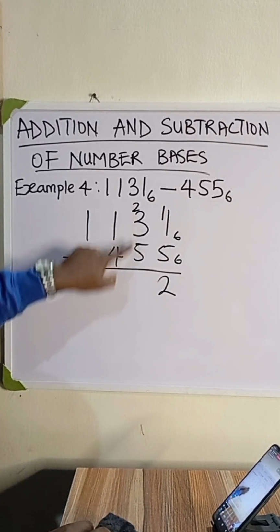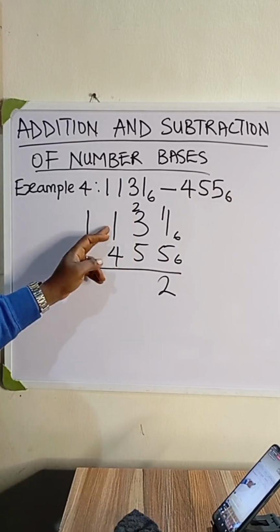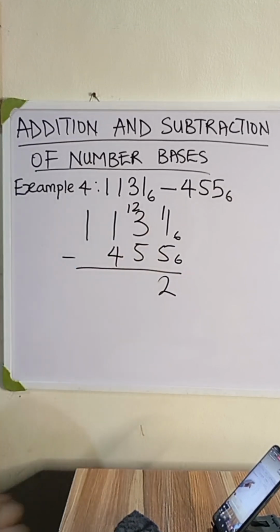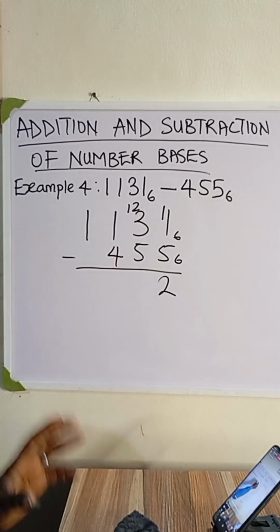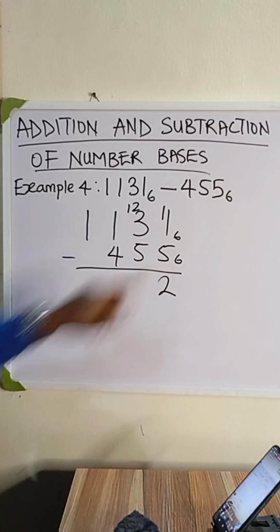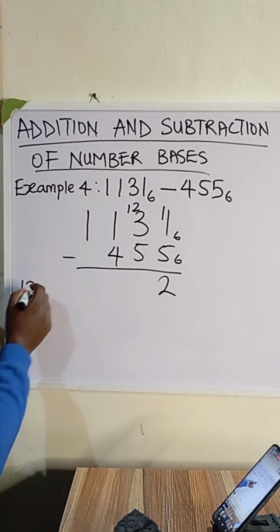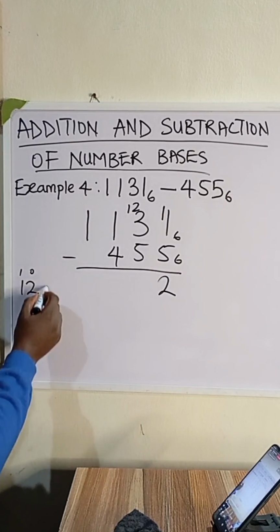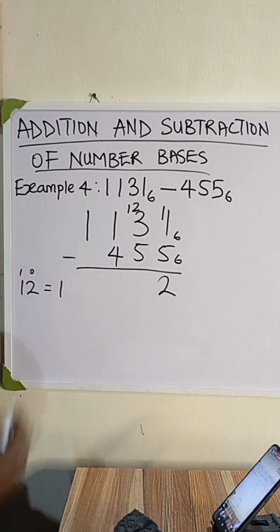So 2 minus 5 is not possible. So we'll move 1 here. So now we have 12. We cannot just do 12 minus 5. We are going to convert just as we did here. So we're going to have 12. Over 2 we have 0. Over 1 we have 1. So this will give us 1.